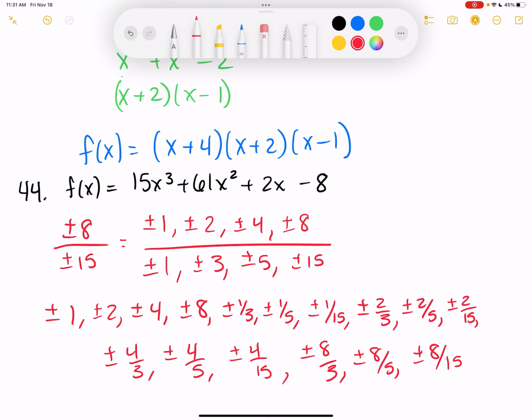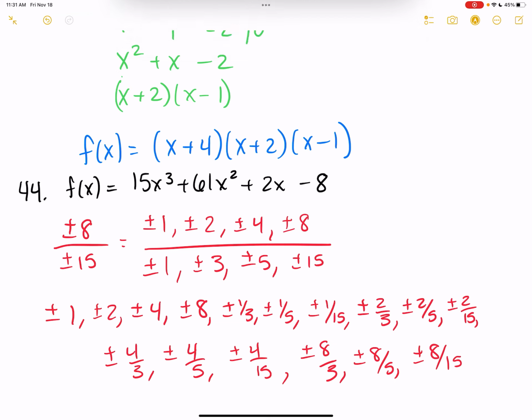Oh, 15x cubed plus 61x squared plus 2x minus 8. Okay, that's great. She was in surgery, I think. Poor thing. She's like freaked out. You just keep it.